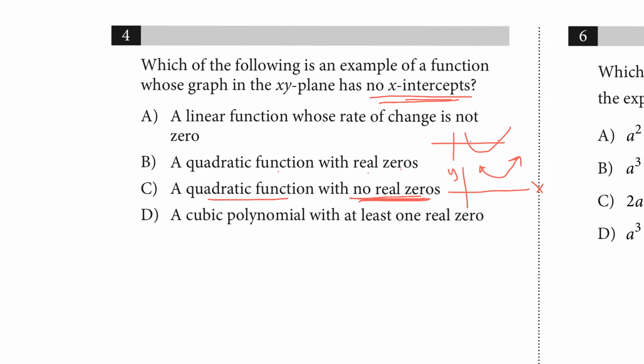Let's take a look at answer D. A cubic polynomial with at least 1 real zero, at least 1, it might look like that, or it could look like that. So at least 1, you're going to have at least 1. So here you have to know that anytime you have a real zero, then that means you have an x-intercept. So in this case, answer C is the one that makes the most sense, because a quadratic function with no real zeros will have no x-intercepts. So the answer here has to be C.